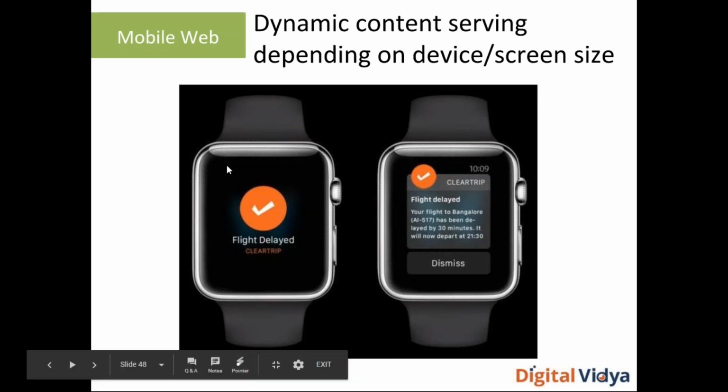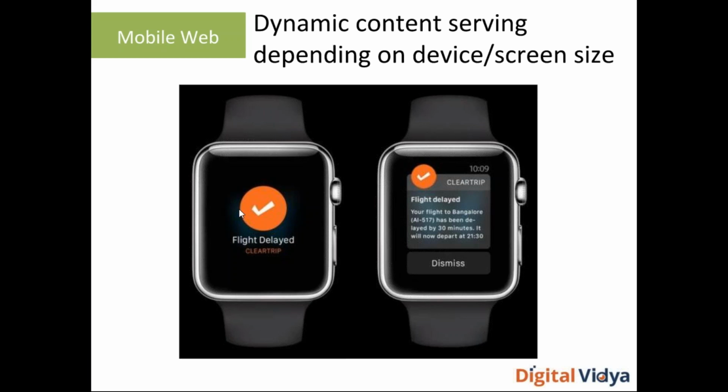And this is the Apple Watch view. On the screen of the Apple Watch, because the screen size is smaller, they had to divide the content into two layers. If the same message was shown on a mobile screen, they can show the content on one single screen, but here they have to divide it into two layers. So this is dynamic content serving. If you have dynamic content serving in place, then your content will get distributed accordingly, according to the size of the screen.